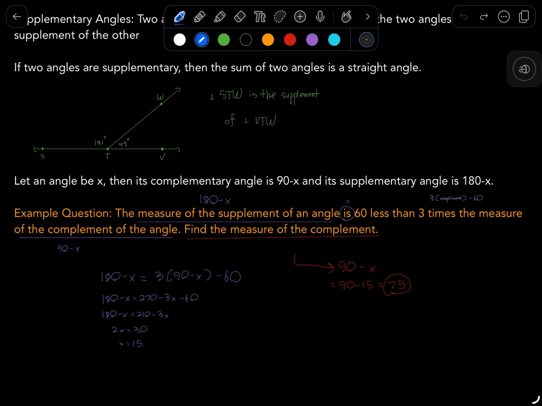General rule of thumb: if you have an angle x, the complementary angle is 90 minus x, because x plus 90 minus x gives you 90. Similar logic: if you have an angle x, the supplementary angle is 180 minus x, because if you add those two, you get 180 degrees.